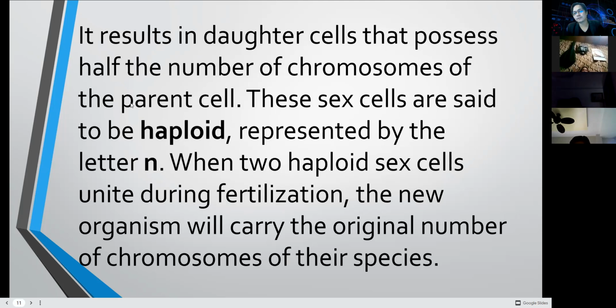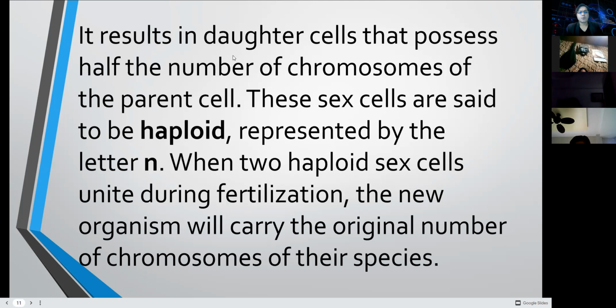We have 46 chromosomes all in all. But in the case of gametes or sex cells, it contains only half the total number of chromosomes. So if it is half, how many chromosomes do we have in a sex cell or gamete? 23. Correct. So sperms contain 23 chromosomes, and egg cells contain 23 chromosomes because they're considered as gametes or sex cells.